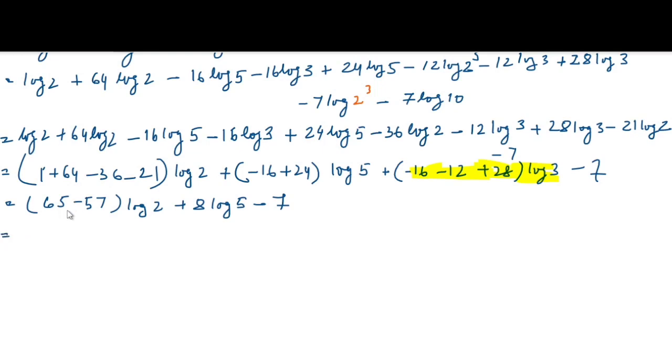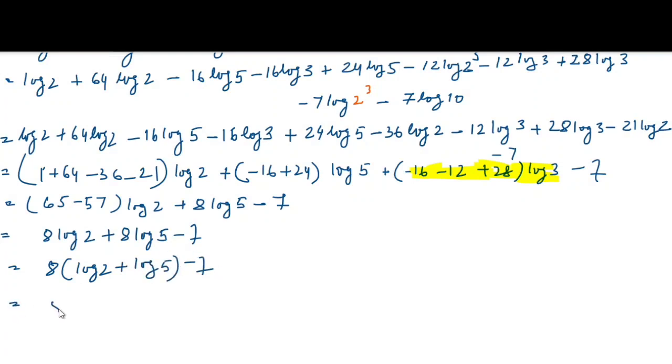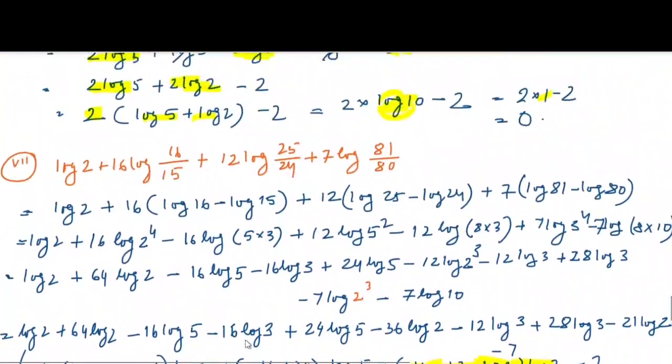So here we will write, this one will be 8 log 2 plus 8 log 5 minus 7. If we take 8 common, log 2 plus log 5 minus 7, 8 log 10 minus 7, so 8 into 1 minus 7, 1, and that will be the final answer, okay. So 1 is the final. So that problem is a little laborious but not difficult, I can say.